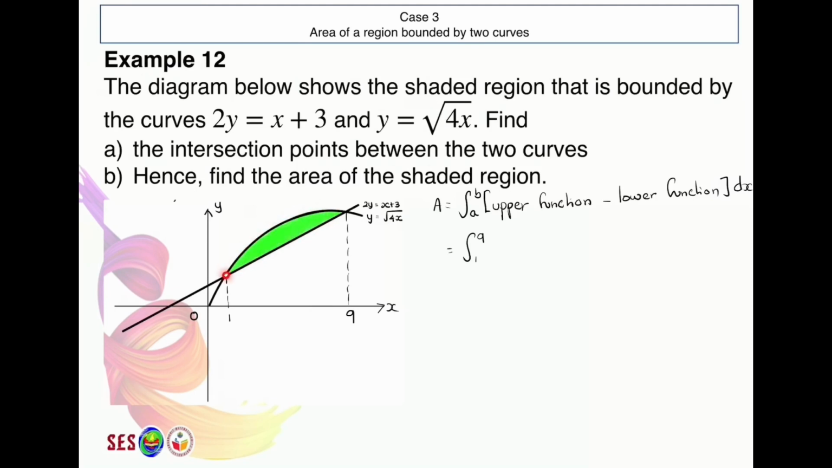The upper function would be the one on top of this region, which is the function y equals square root 4x. So we'll get square root 4x minus the lower function, and the lower function is 2y equals x plus 3, y equals x over 2 plus 3 over 2. So we could write it this way, x over 2 plus 3 over 2. The whole thing, integrate it with respect to x.